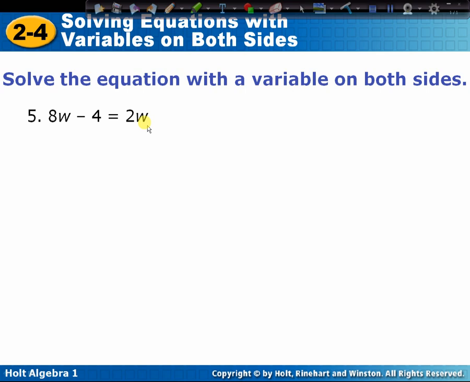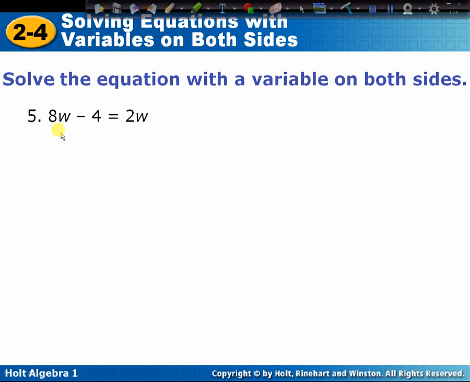The third step is, are there variables on both sides? And there are. There's a W on the left-hand side of the equal sign, and there's a W on the right-hand side of the equal sign. So we need to move the W's. And again, usually I like to go from right to left. However, if I move this 2W over, there's not going to be anything left on the right-hand side. So for this example, I'm going to take the 8W and move it to the right. Instead of going from right to left, I'm going to go from left to right.